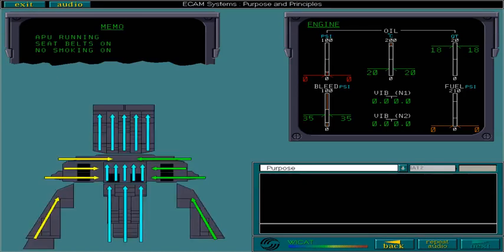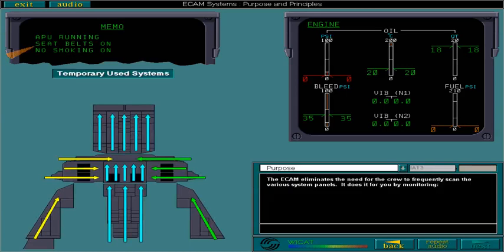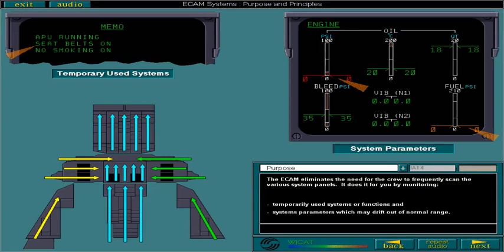The ECAM eliminates the need for the crew to frequently scan the various system panels. It does it for you by monitoring temporarily used systems or functions and system parameters which may drift out of normal range.